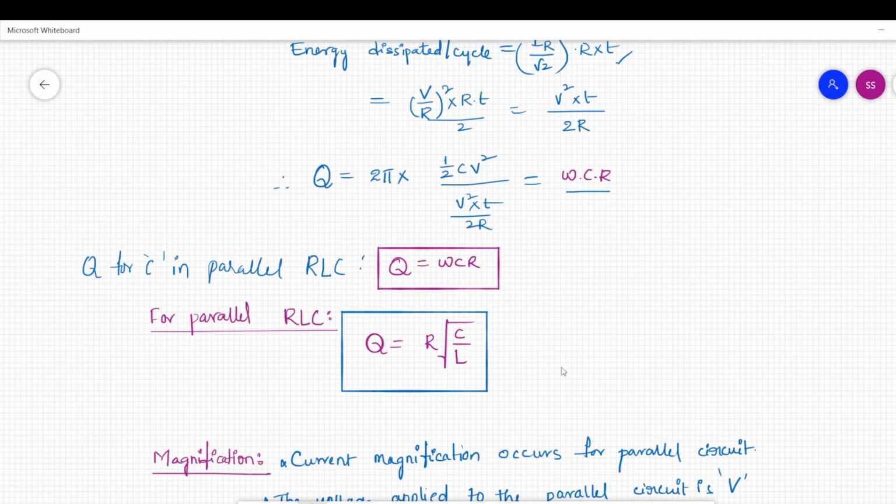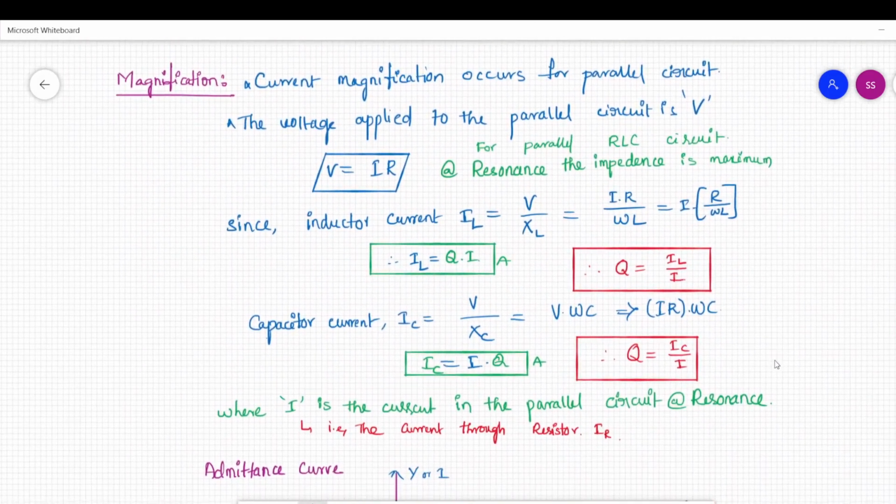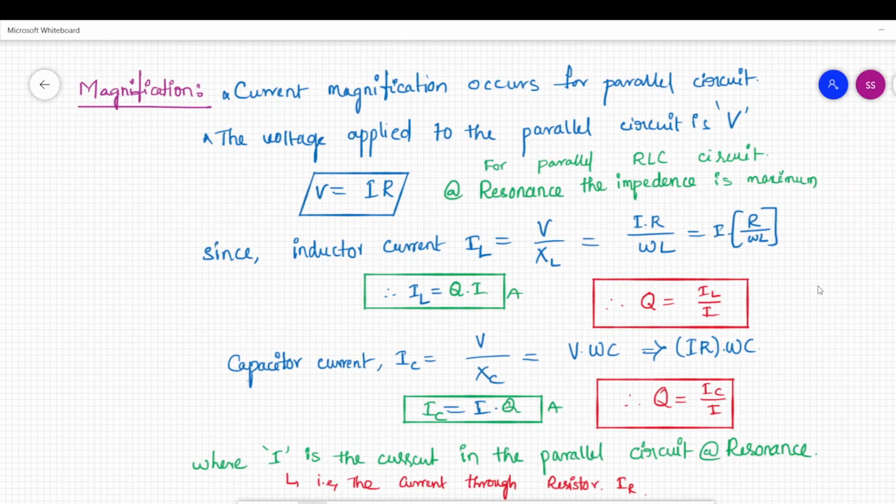Now let us see magnification in case of parallel RLC. So in series RLC, the magnification occurs for voltage. But here in case of parallel RLC, the magnification occurs for current. The current will be magnified, because that was a series circuit and this is a parallel circuit. Okay, current magnification occurs for a parallel circuit. So at resonance, the voltage applied to the parallel circuit V equal to I into R. Okay, so impedance is maximum, so the current will only flow through the resistor.